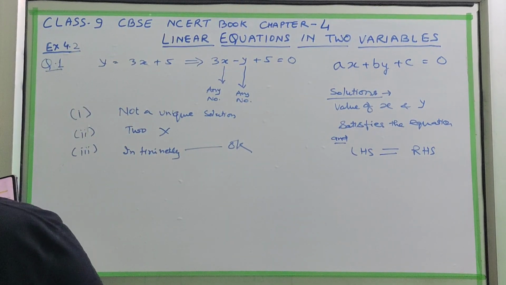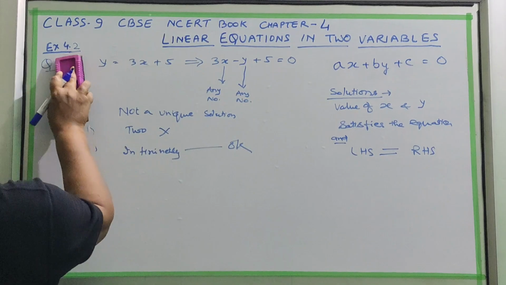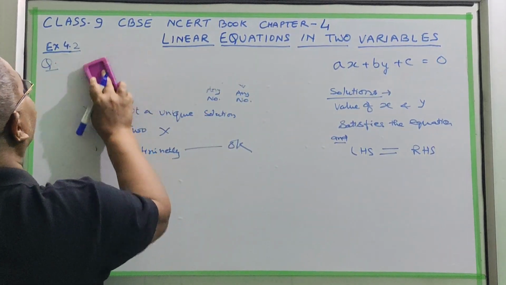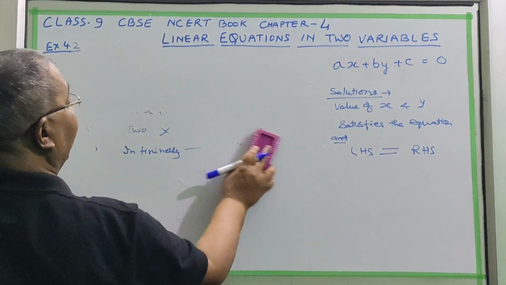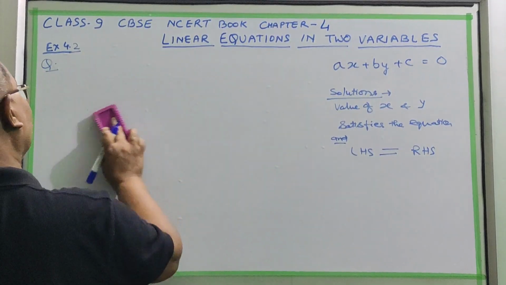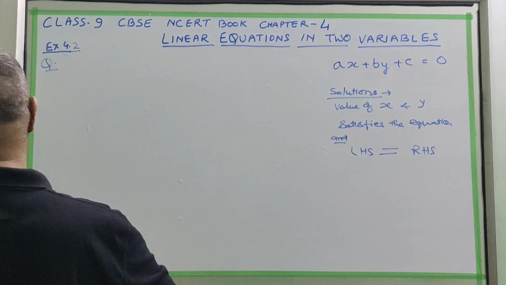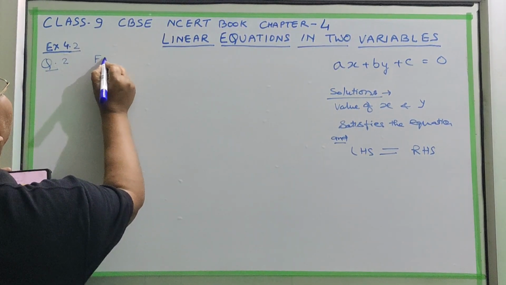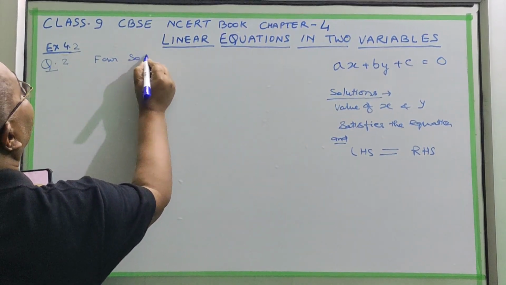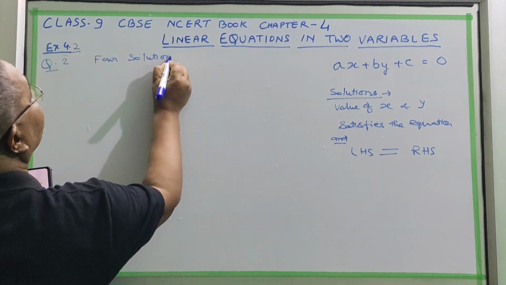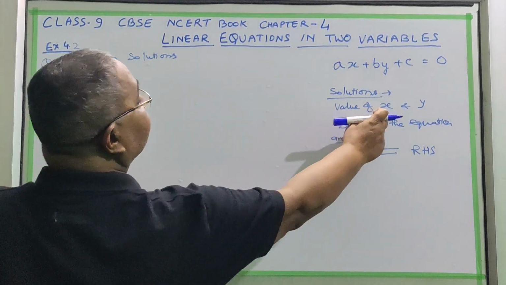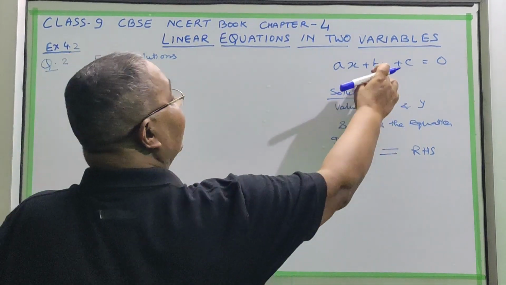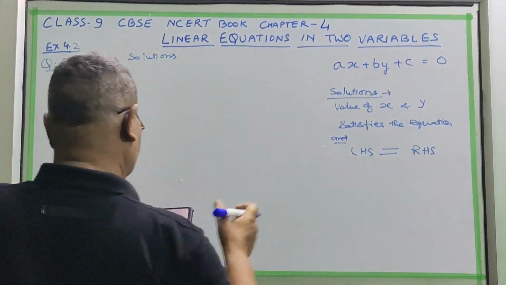Now write 4 solutions. Question number 2 they are asking. In the previous question you said infinitely many. So in question number 2 they are asking you to write 4 solutions for an equation. 4 solutions means you have to give values of x and y in such a way that they satisfy the equation and LHS equals RHS.